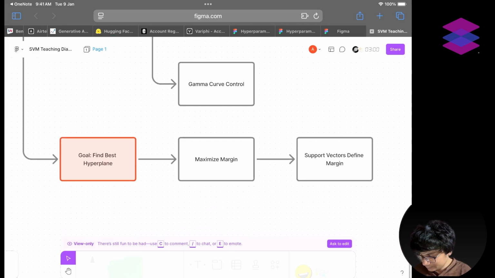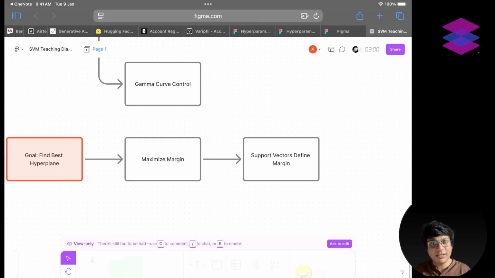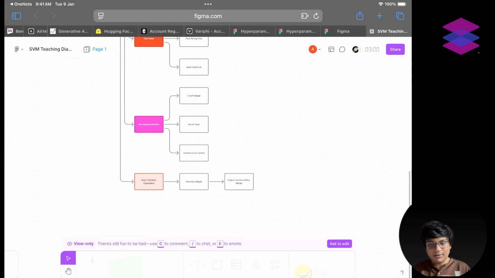So the goal is to find the best hyperplane, right? And what is the best hyperplane? The one having the maximum margin, because the more margin I have, the better it is, right? And again, it uses the support vectors to define the margin. So these things are just different glossaries to help you understand and refresh this topic, right? I hope you get it, and if there is any problem, just let me know.